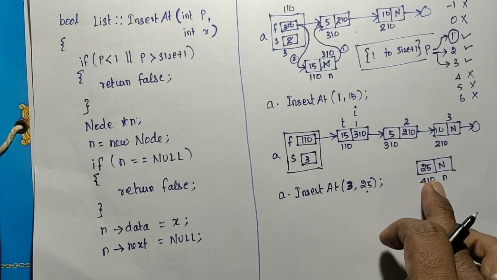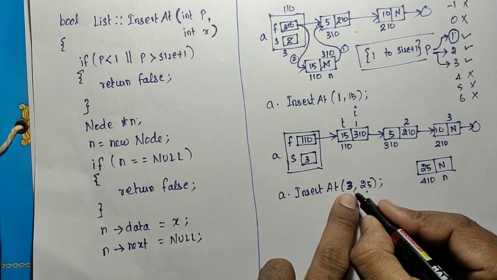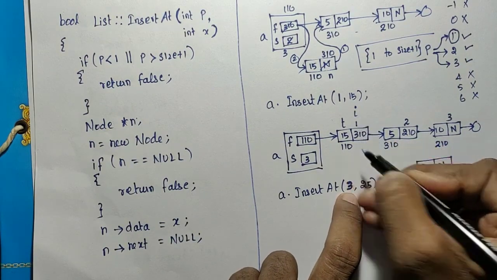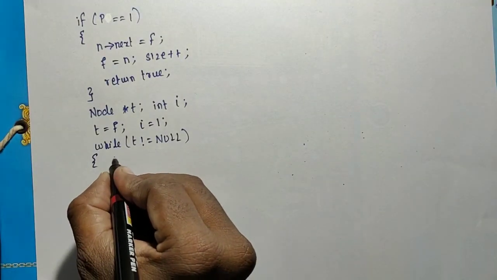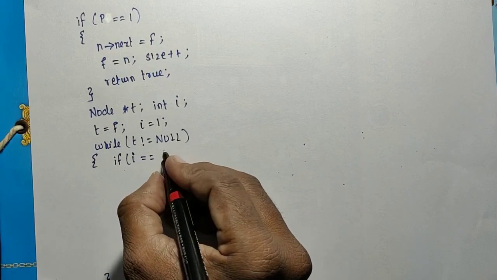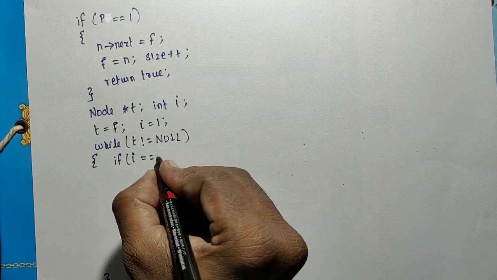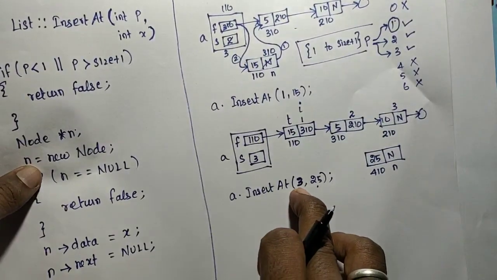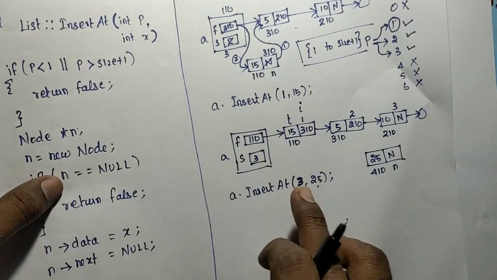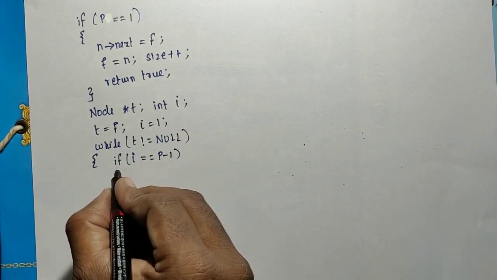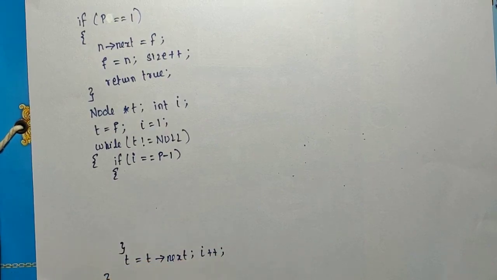Second node means, input is P minus first. So I need to check the index I equivalent to P minus 1. So that has to be checked here. That is if I equal to the corresponding node we are going to look, P minus 1. In this case P equal to 3. It will check whether I equal to 2 or not. Here I is not equal to 2, I equal to 1, so it will go for the next node.